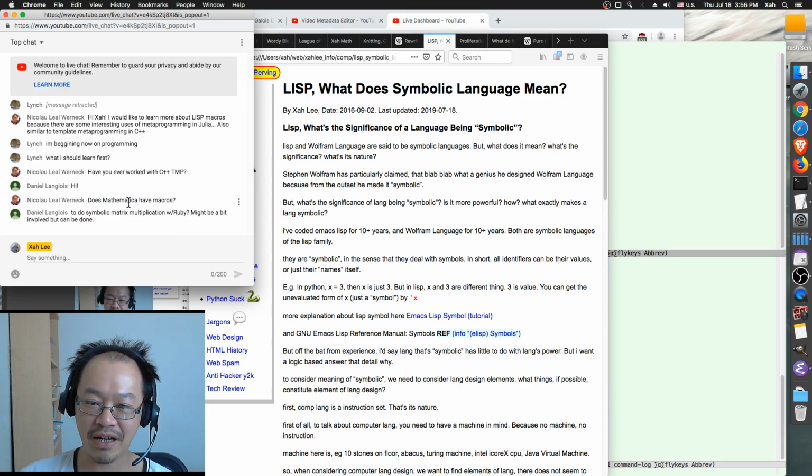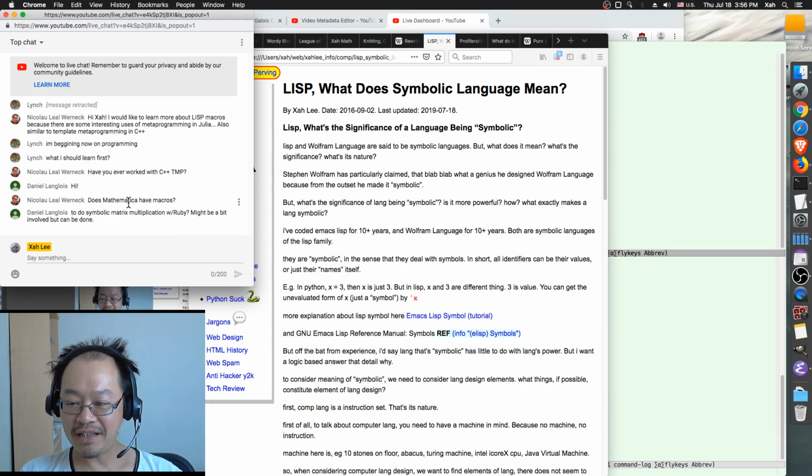Does Mathematica have macros? The answer is that Mathematica, the programming language, the entire language is based on symbolic pattern matching, also known as rule-based programming, or in academia, a term rewriting system. The whole thing, how Mathematica computes, is macros. That's what I've been trying to say for the past 15 minutes.